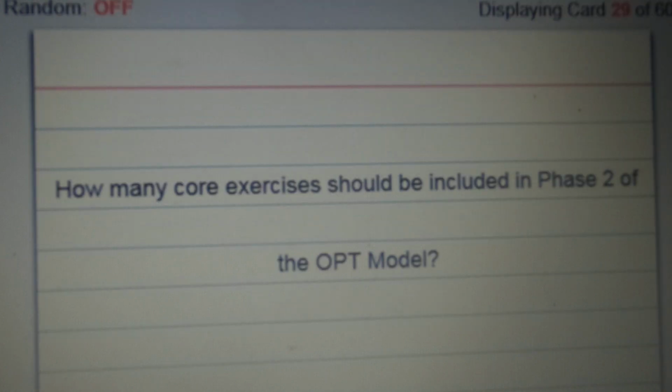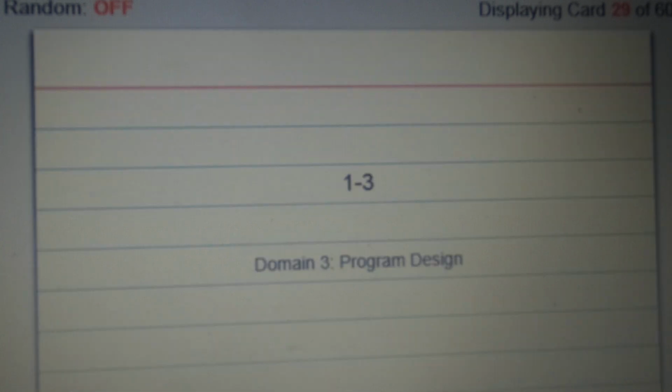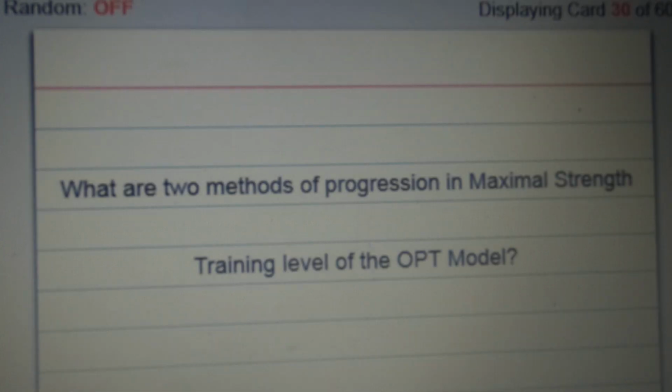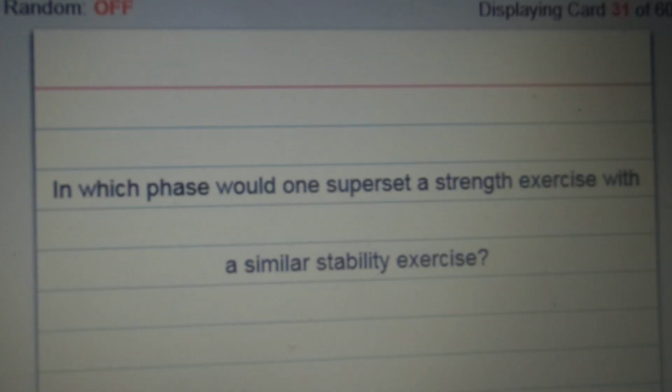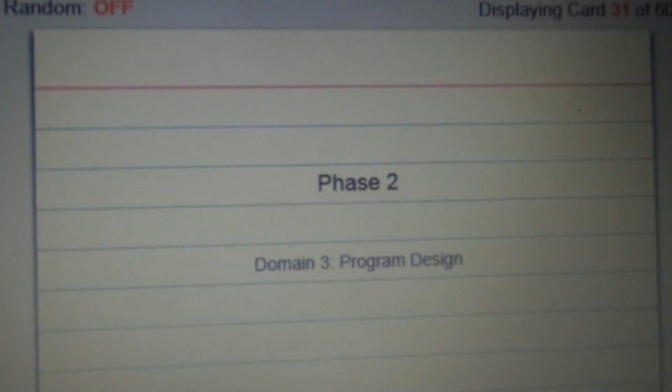How many core exercises should be included in phase 2 of the OPT model? 1 to 3. What are 2 methods of progression in maximum strength training in the OPT model? Volume and load. In which phase would one superset a strength exercise with a similar stability exercise? Phase 2.